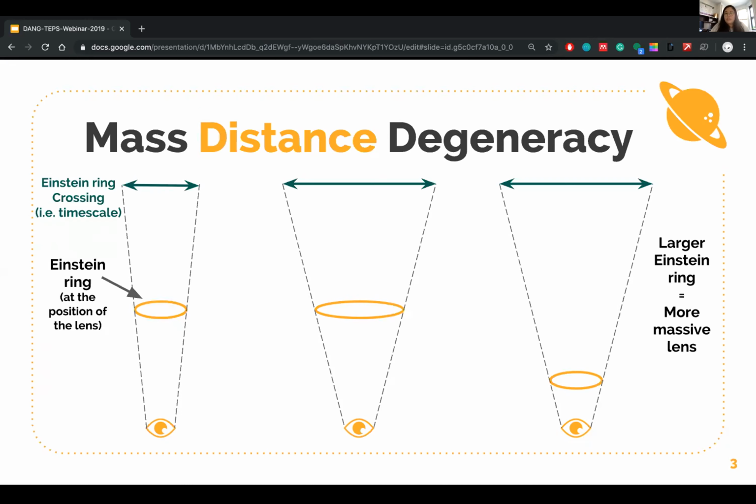You can break this degeneracy by measuring the distance of the lensing object. But recall that most of the time, you don't get any flux from the lensing object. So how do you measure the distance of an object you don't see?